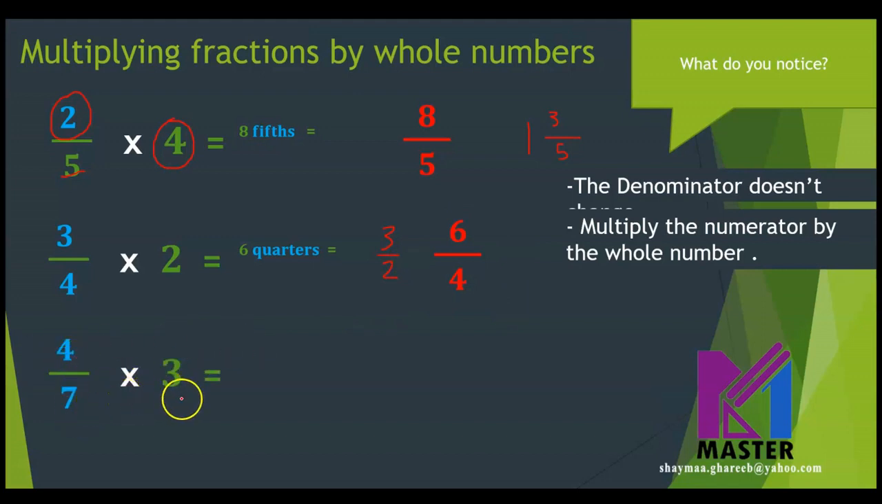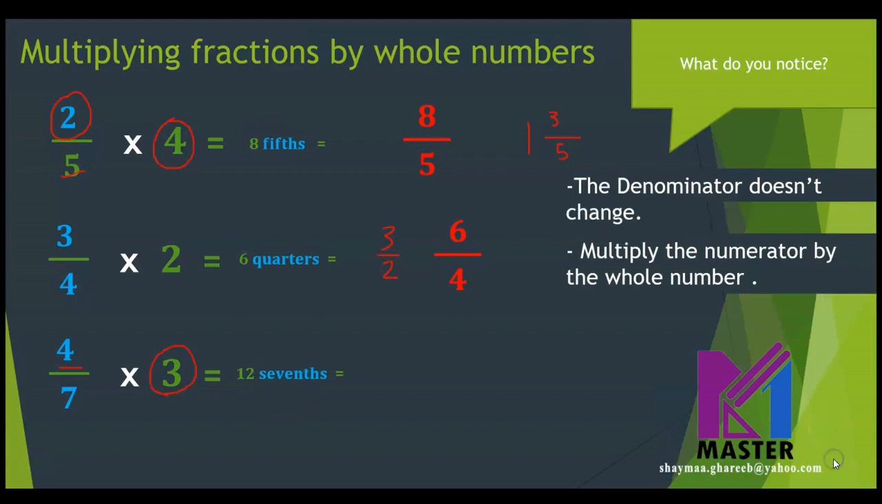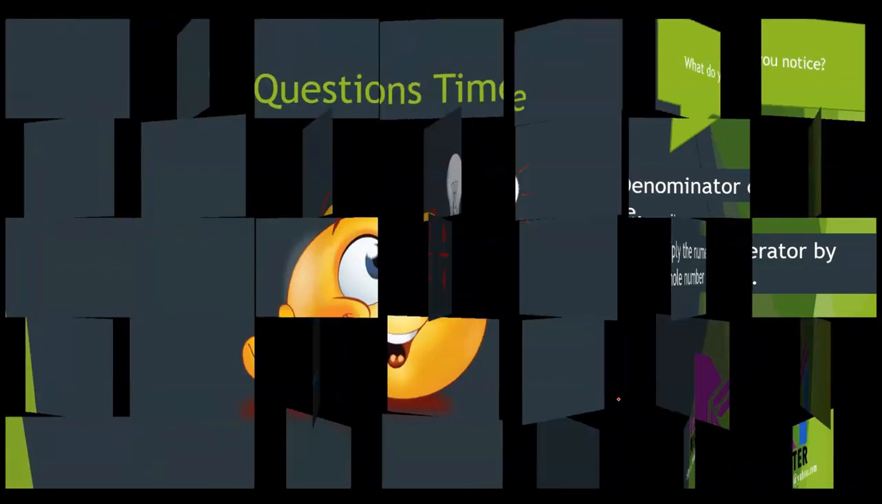4/7 times 3. So what I'm going to do is multiply the 4, which is the numerator, by the whole number. So the answer will be 12/7, which is 12 over 7. It's also an improper fraction, so I can write it as a mixed number. How many 7s are there in the 12? Only 1 7 and remainder 5. So it will be 1 and 5 over 7. Is this clear? Now let's have some questions.